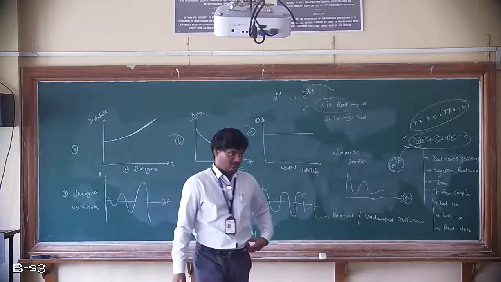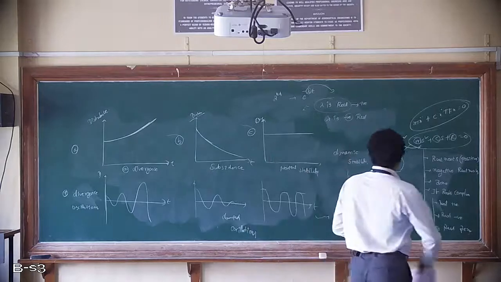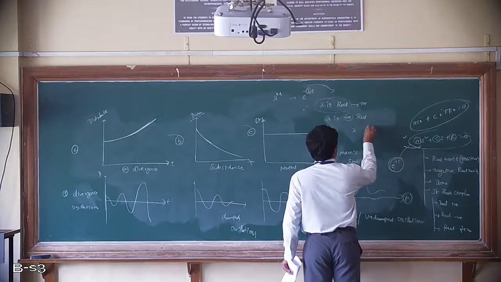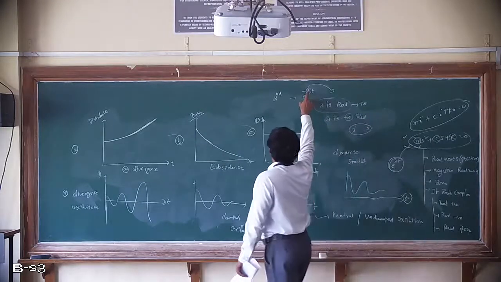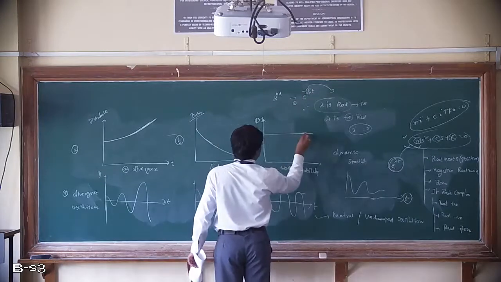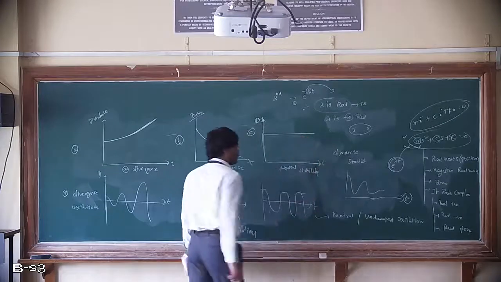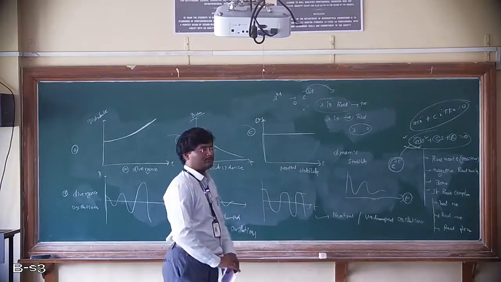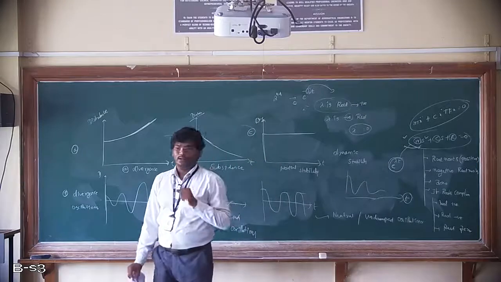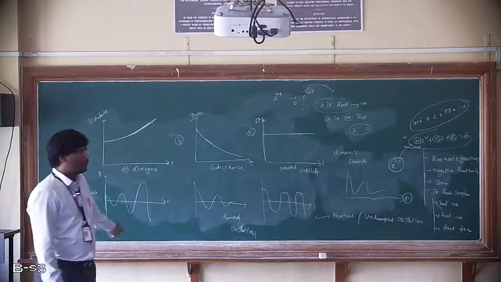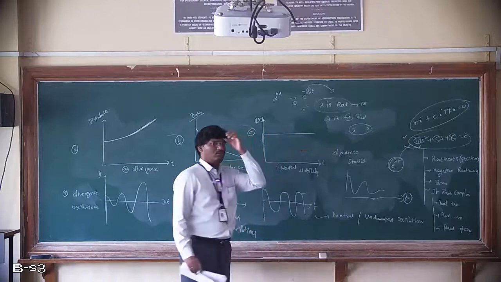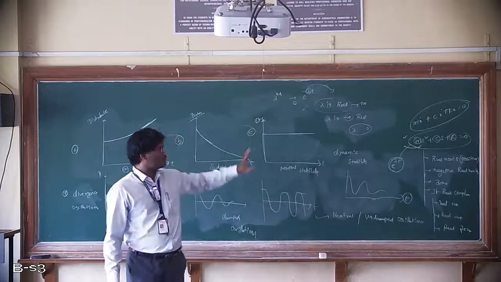Then what about if roots are 0? e power 0 is 1, so finally you will get some constant, so the response will be constant with respect to time, right? That's why you can say this is neutrally stable. If the root is 0, I mean the roots are real and 0.